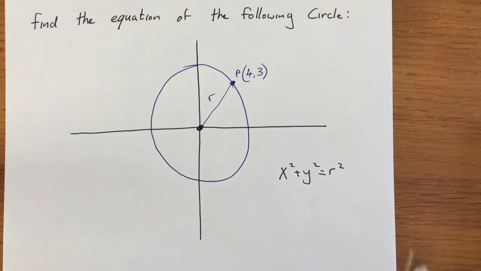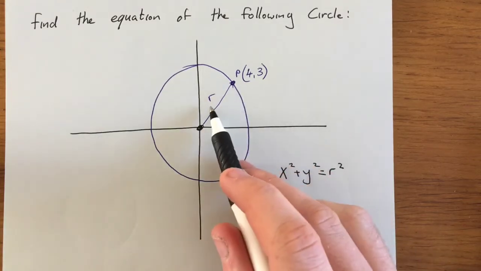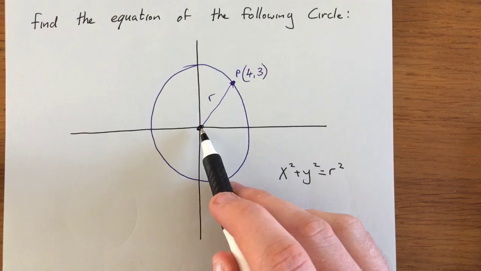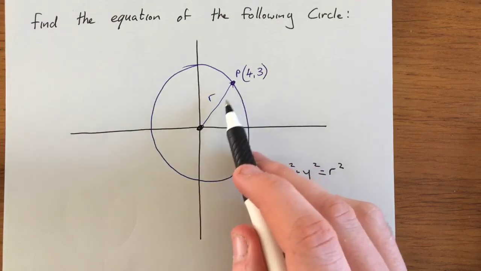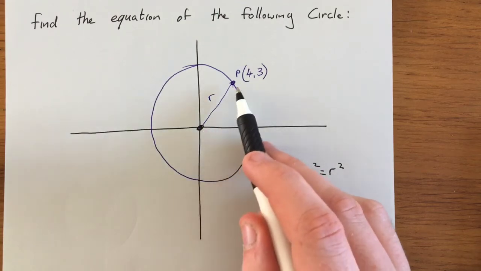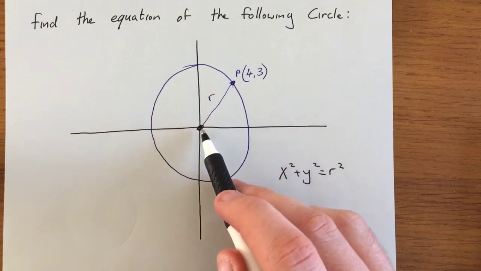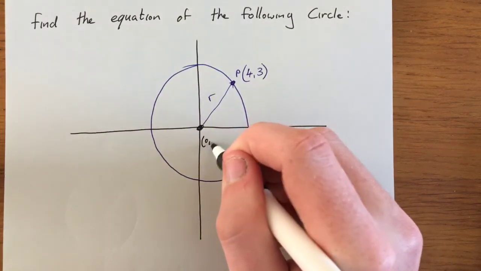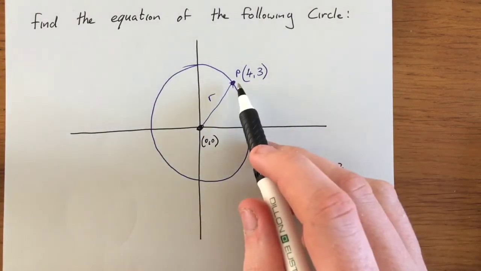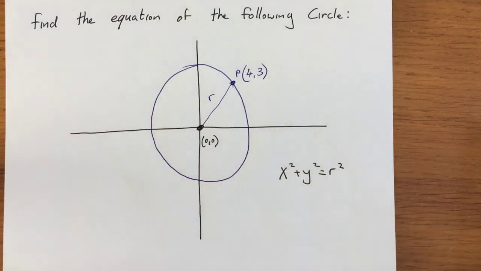So as I hope you can see there, to find the radius we're actually just going back to Junior Cert Maths. We're going to use the distance formula to calculate the distance between this point, which we all know is (0, 0), and P here, which is (4, 3).